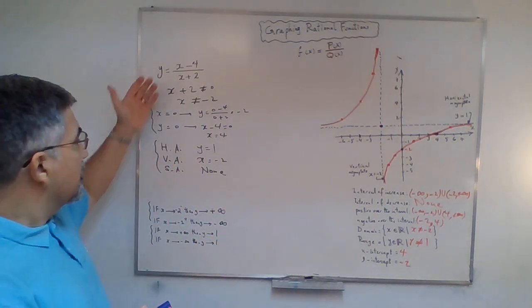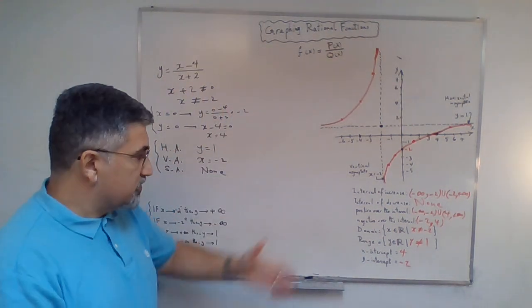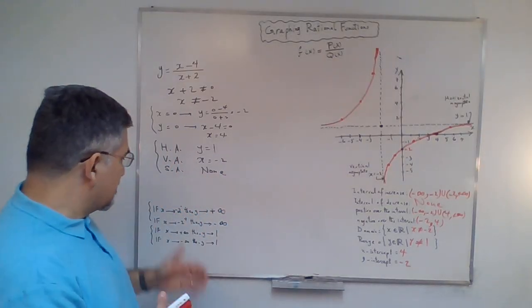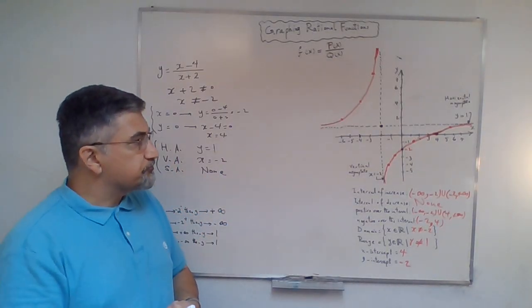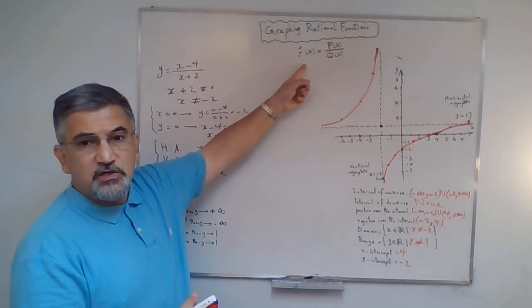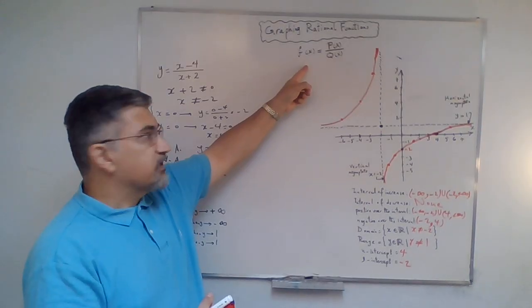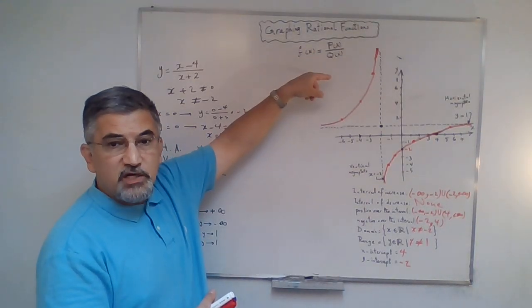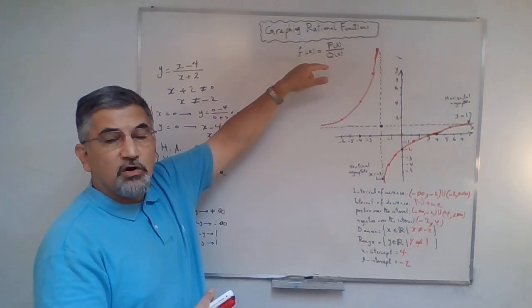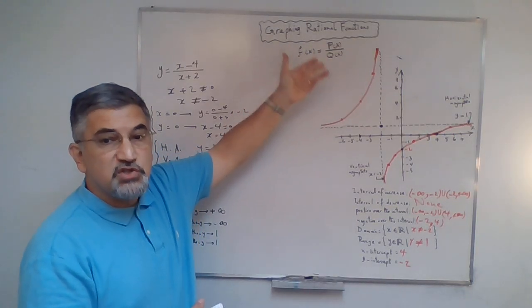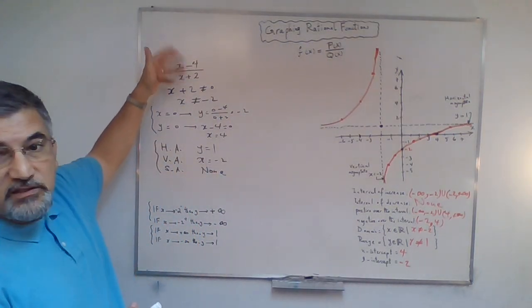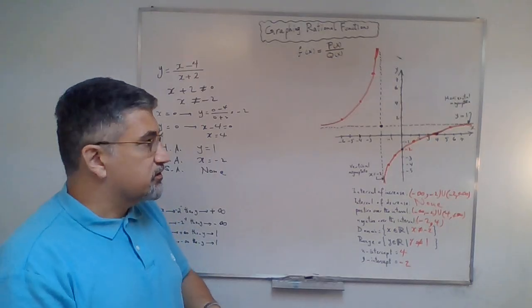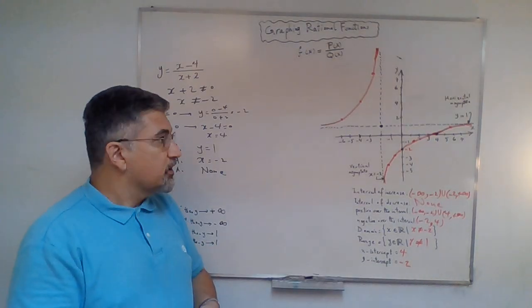So that's how we draw the graph of a rational function, and we identify all these properties. I hope you understood how we draw the graphs of rational functions of the form f of x equals p of x over q of x, where p of x and q of x are nothing but polynomials of different degrees. In this case, of course, both numerator and denominator are linear functions.